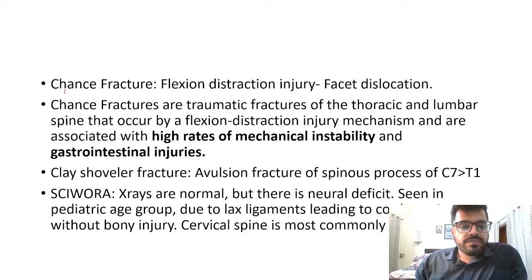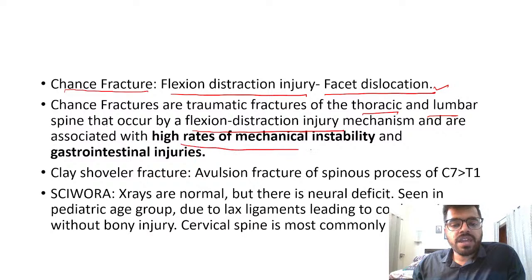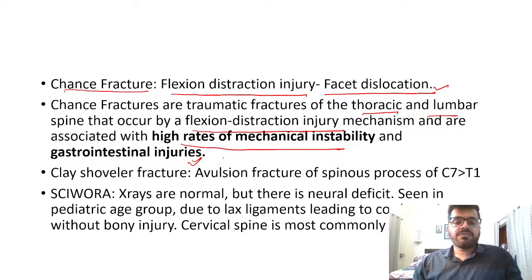Chance fracture is a flexion distraction injury. Chance fractures are traumatic fractures of the thoracic and lumbar spine that occur by flexion distraction injury and are associated with high rates of mechanical instability and gastrointestinal injuries. So these are flexion distraction injuries, like two forces are acting. First is flexion, another is distraction. So they are mechanically unstable fractures.